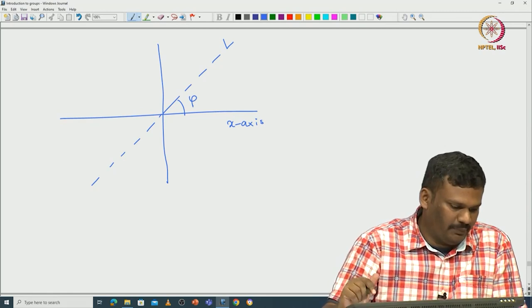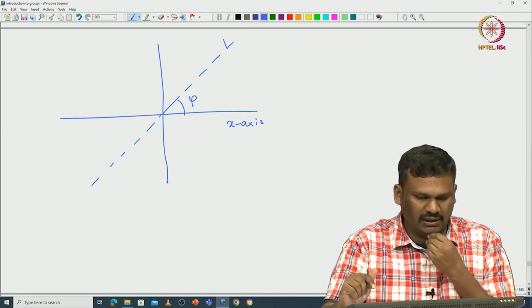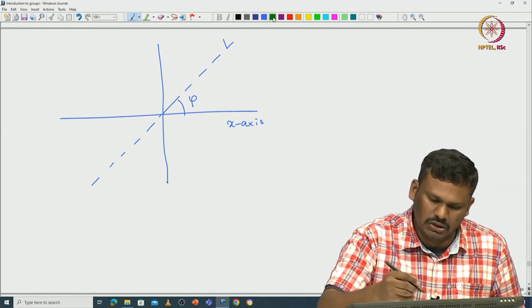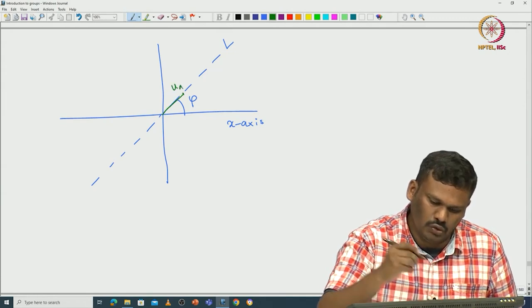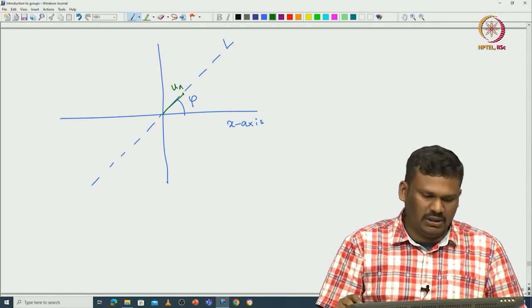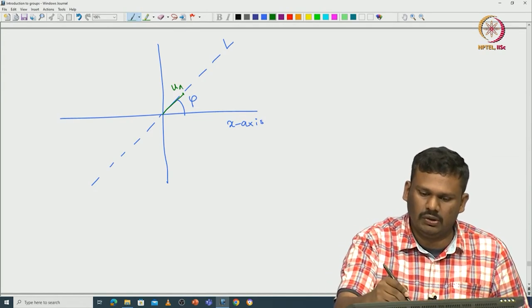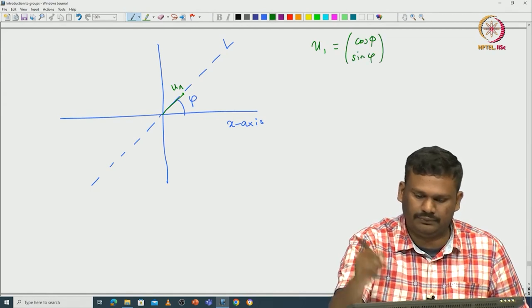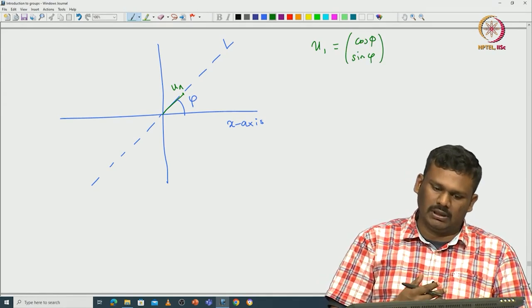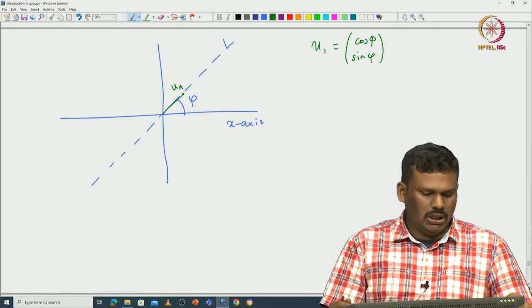So this is the line we have picked already. Now what we do? We pick a unit vector on this line. Call it U1. So, this is your unit vector U1. Because this is a unit vector and the angle is phi from the x axis, you can see that this unit vector U1 looks like cosine phi and sine phi. So, this is going to be your unit vector.